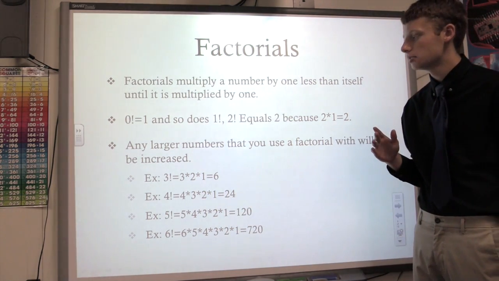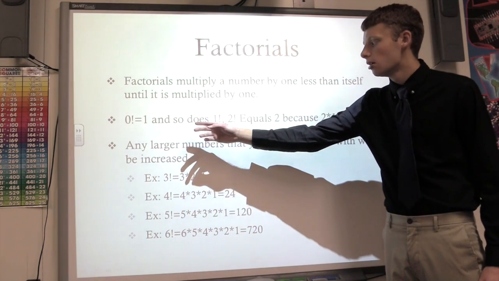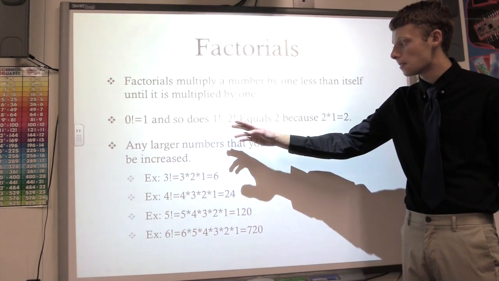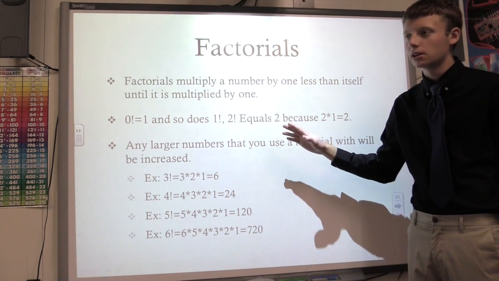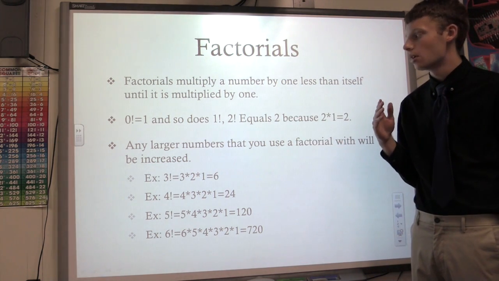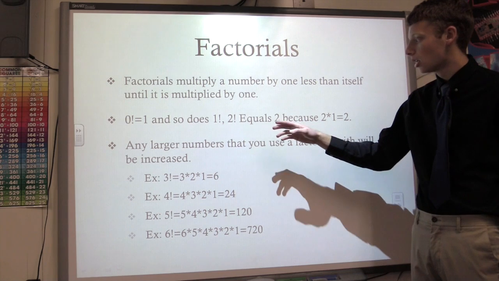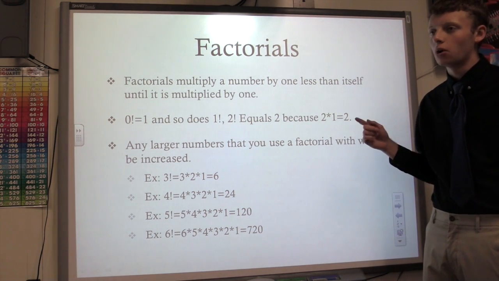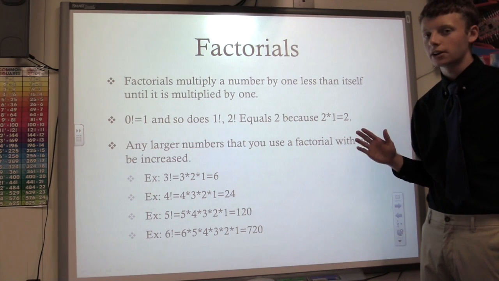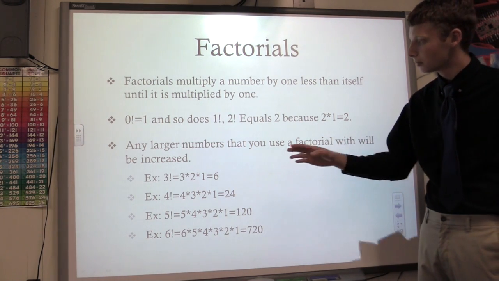Now, the exception to this rule is 0 factorial, because 0 factorial equals 1. 1 factorial is just equal to 1 as well because there's no other number below 1 to multiply by. 2 factorial is equal to 2 because you're multiplying 2 times 1. All other factorials, you're going to get a different number.